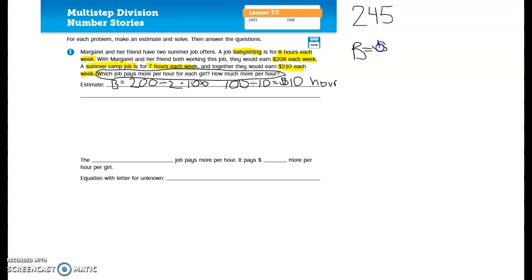is $10 an hour per girl, so per hour. So that's our estimate. Next, we're going to figure out the summer camp job. We could just call that S. And the total they'd make for that would be $210. So once again, we can round that to 200 to make it easy. Or you could leave it at 210. You know, estimating can go either way like that.